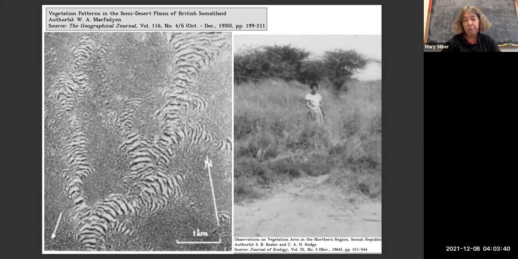If you were on the ground, like this woman over here on the right, she's standing near the edge of one of these vegetation bands. So you can see the bare soil region. And what I want to point out is that the band is a mature community. It's got grasses and shrubs and even some trees within it.